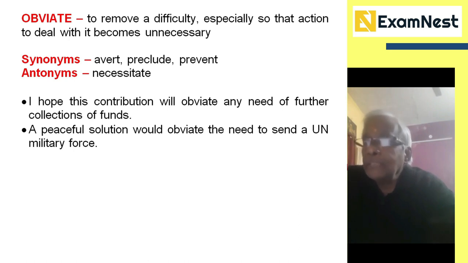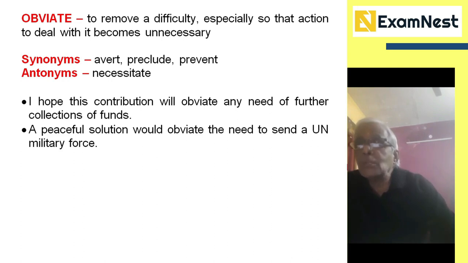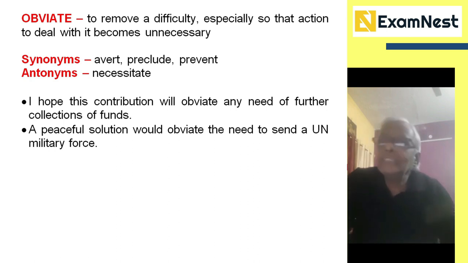Take the next word, obviate. Obviate means to remove a difficulty, especially so that the action to deal with it becomes unnecessary. That is, to prevent, to avert, to preclude. You say that possibly the hard work of the students will obviate the need for copying in an examination. Or you say that if the countries finally resolve the issue, then the resolution will obviate the need for a war. So obviate means to preclude, to prevent, to remove, to get rid of, to do away with, right? To eliminate, to avert, to avoid, to foreclose, to counter. The government had taken proper measures to obviate any kind of danger to the lives of the people.